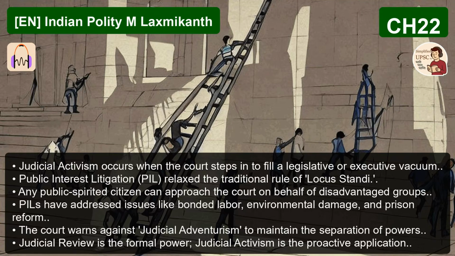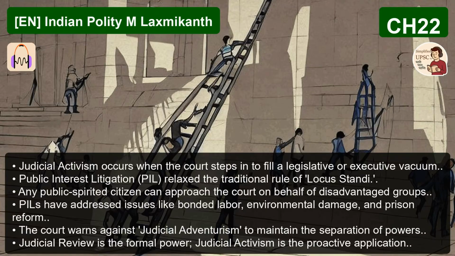And maybe the most intense battle over that independence in recent memory was about judicial appointments, the NJAC versus the Collegium system. Oh, absolutely. This really demonstrates how far the judiciary is willing to go to defend what it sees as its core integrity. So explain the Collegium system first. The Collegium system, where senior judges appoint other judges, evolved through a series of judges' cases. The idea was to ensure the executive had only a consultative role, not a decisive one.